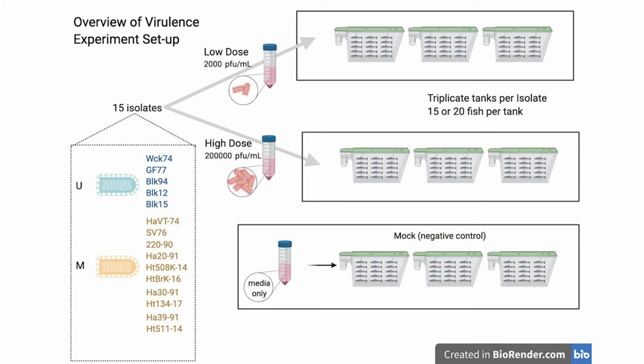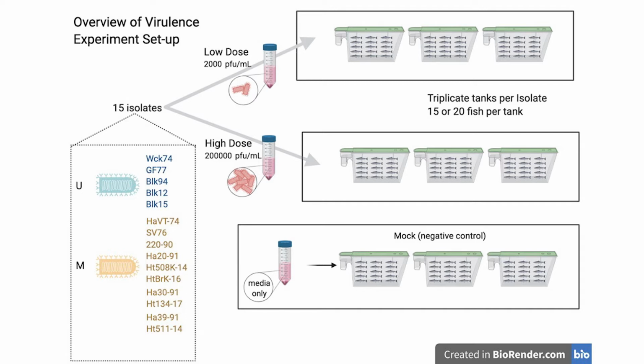Here's what we did. So we conducted a virulence challenge. Each of these black boxes represents a treatment where the tank is the experimental unit, and so each tank had a group of 15 to 20 fish representing a little fish population. Each treatment was given either a low dose or a high dose of IHNV of one of 15 different isolates. And you don't need to read all of the names.